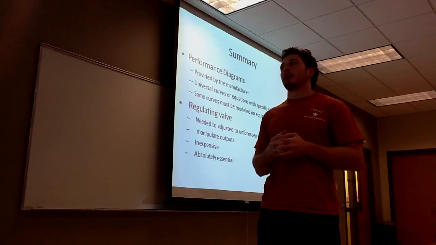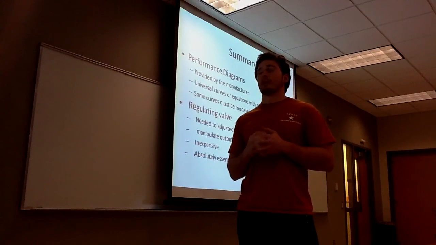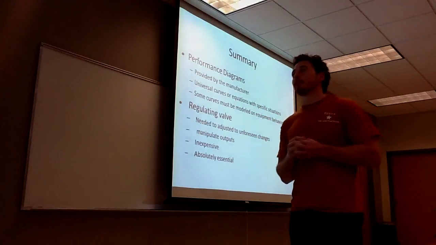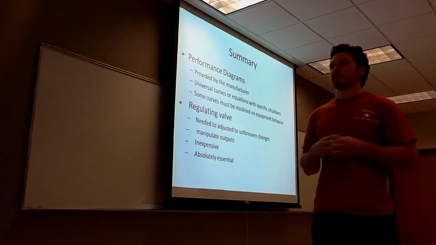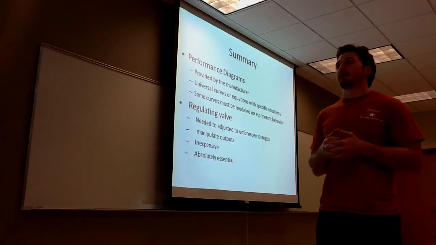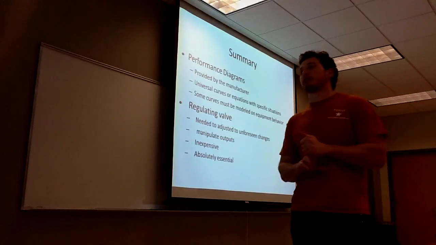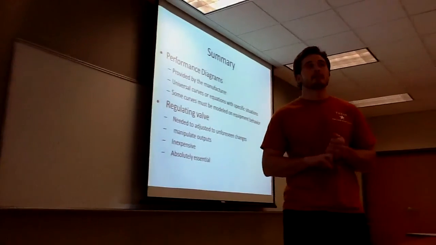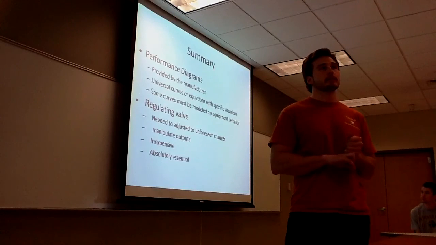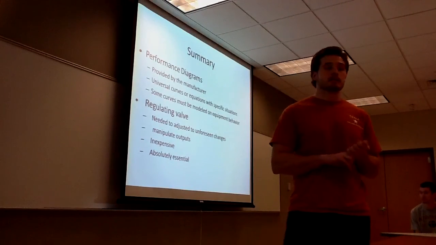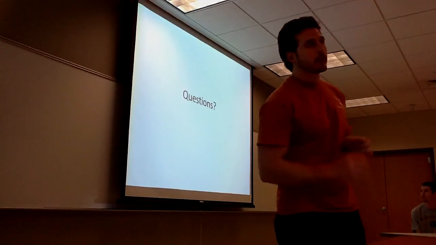These unit ops are all important, but what is absolutely essential to regulating flow and adjusting for unforeseen changes in your system is a regulating valve. It helps you manipulate your outputs. It's inexpensive and absolutely essential to maintaining your process. Any questions?